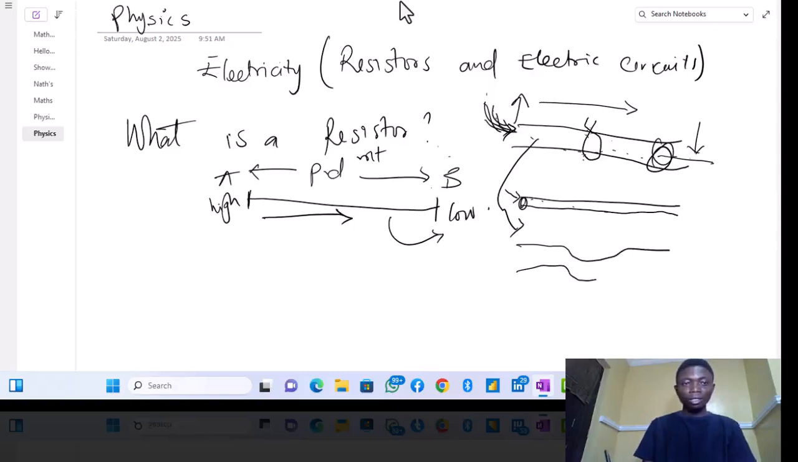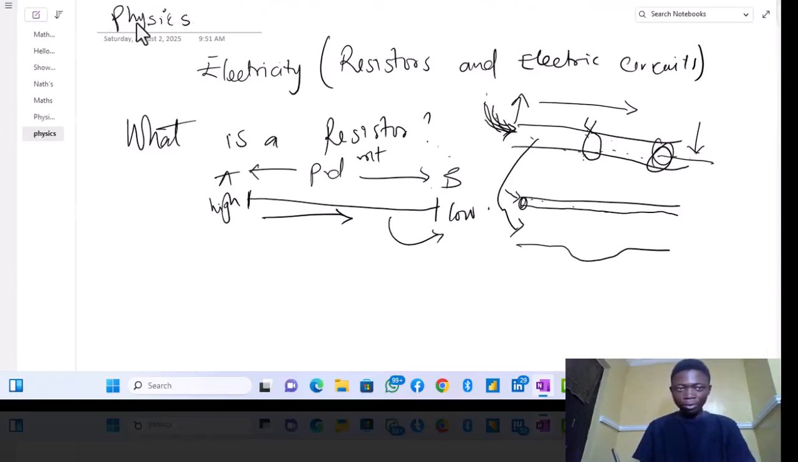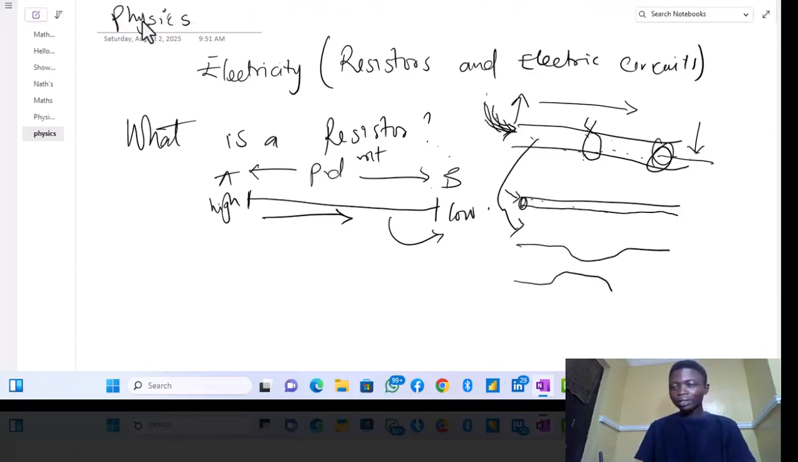Sorry, let me clean that. That looks like an error. It's not passing across here. Let me clean this. Okay, so I'll draw it again. So look at that. So this is it. Exactly, this is what I want to do.